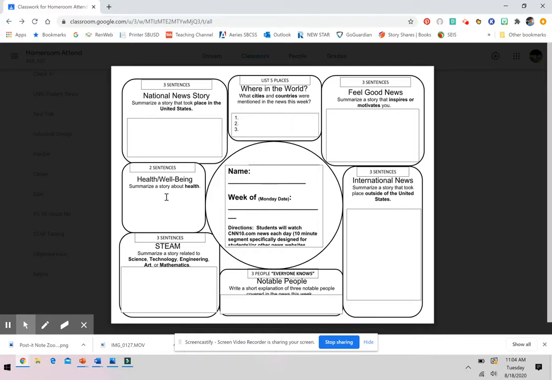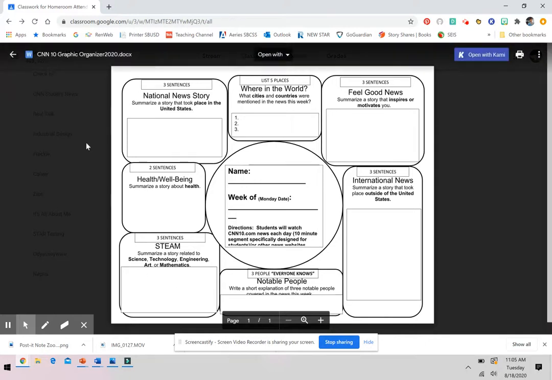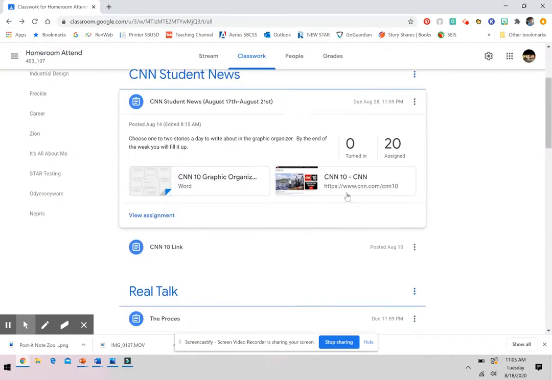Health and well being, you need two sentences. This is anything that has to do with health. And since the hot topic has been coronavirus, anytime they talk about the coronavirus, you can put two sentences explaining that story here. Notable people are famous people that pretty much anyone on the street would know. So Donald Trump, Joe Biden, Kamala Harris, Brad Pitt, LeBron James, I don't know, Sheryl Crow. If you have any questions, you're more than welcome to call me about that.